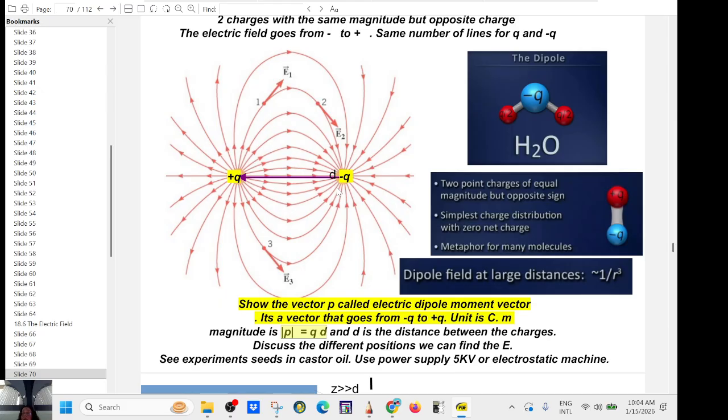Because in chemistry, or biology, like very small scale biology, you don't want to deal with this distance here. This distance is going to be super small. So instead, we package the distance inside P with Q. To understand how the molecules will behave, we just multiply Q by D, and D is the distance between the minus and the plus. And the vector goes from minus to plus.